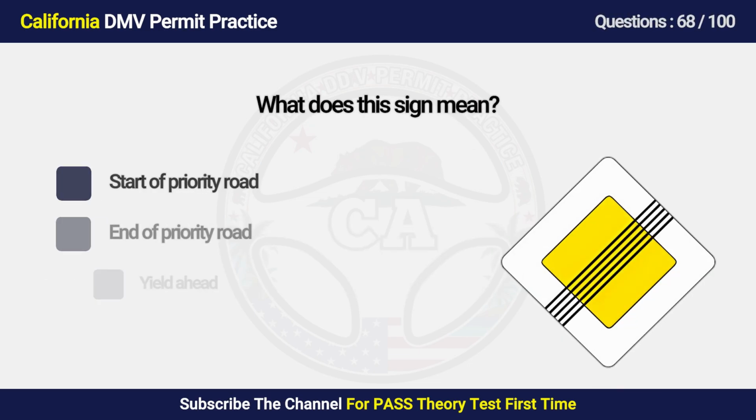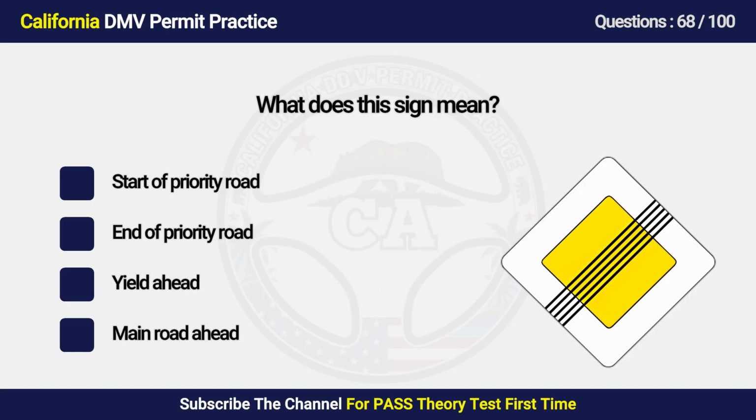Question 68. What does this sign mean? A. Start of priority road. B. End of priority road. C. Yield ahead. D. Main road ahead.